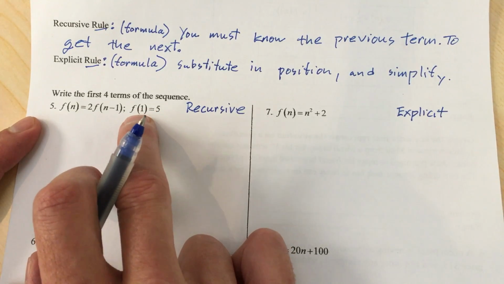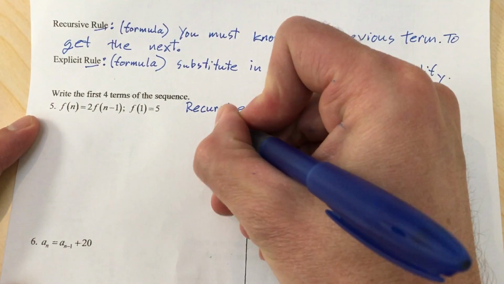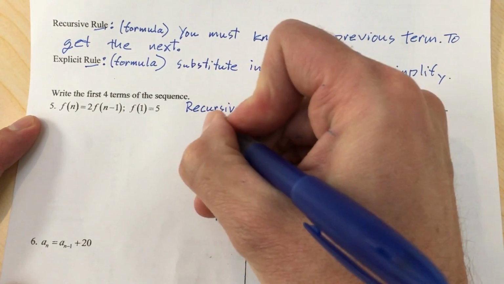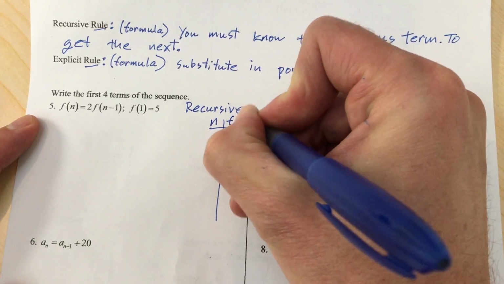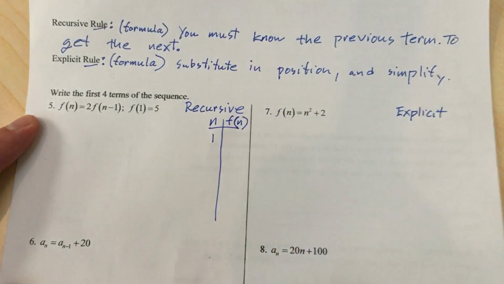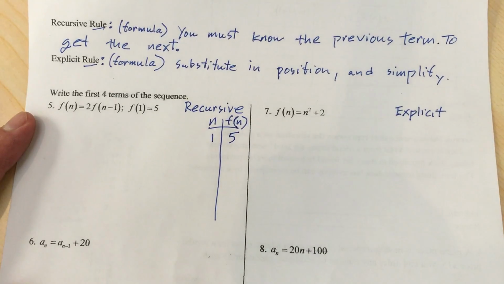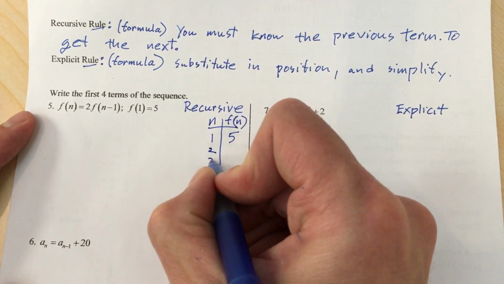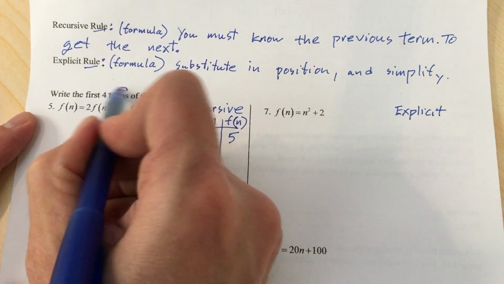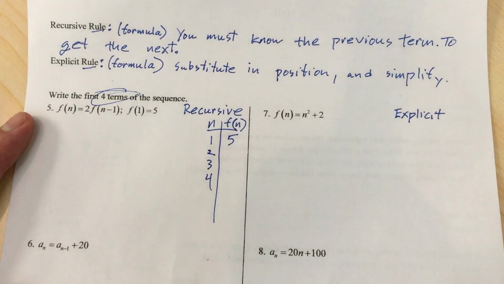That means if I substitute 1 into my formula, I'm going to come out with 5. So if we make a t-chart over here, and we have our n and f of n, well, if we substitute n as 1, our function, our f of n, is 5. So now I want to know what 2, 3, and 4 are, because it's asking us for our next 4 terms. So we're going to start substituting these things in.